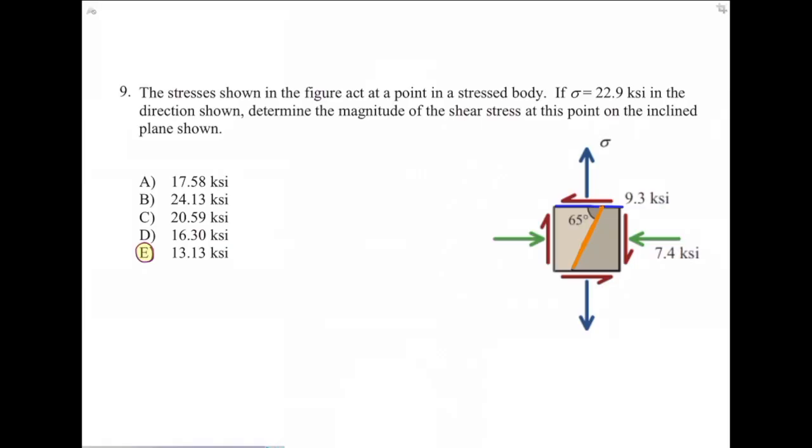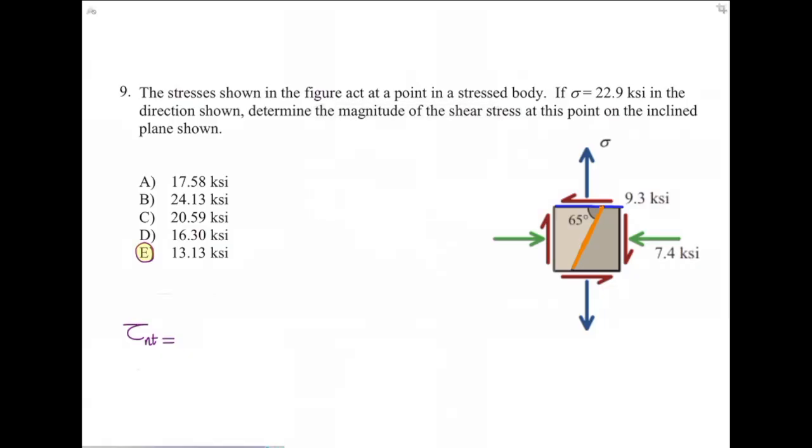65 degrees. Is that clockwise or counterclockwise? It's counterclockwise, so that is positive. So theta is positive 65. Which equation should we use here? Sigma n or sigma t? Because we are starting from the top surface, we should work with sigma t. Okay? Now, let me first write down the parameters that we have.